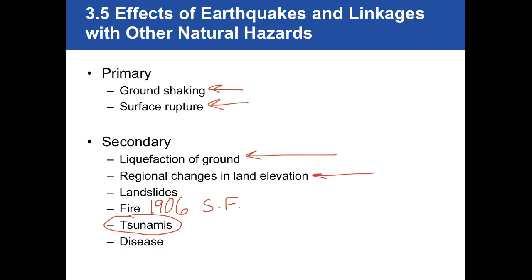So tsunamis can, much like fires and landslides, cause widespread damage. And you can also have disease as well. If you have water mains underground that are ruptured, it can really taint the drinking water, and if you can't get access to drinking water, it can really perpetuate disease. So those are some of the secondary ones right here. The primary threat, of course, is just shaking, but very few people get killed by being shaken to death. It's really a lot of these secondary hazards right here.